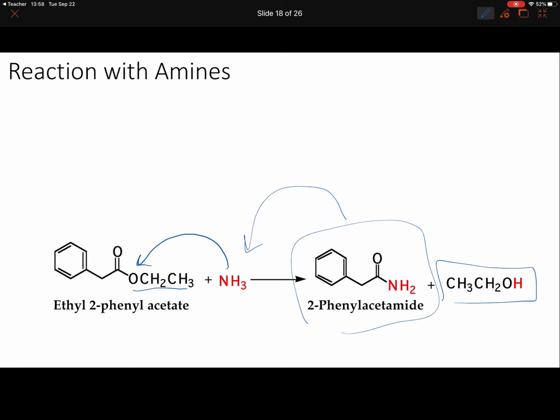Remember, this is because amides are kind of hard to make. They're hard to make from carboxylic acids, and so by getting them into esters first, we make it easier.